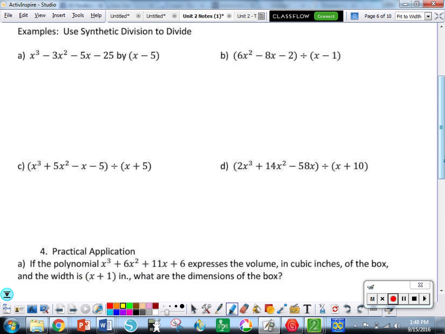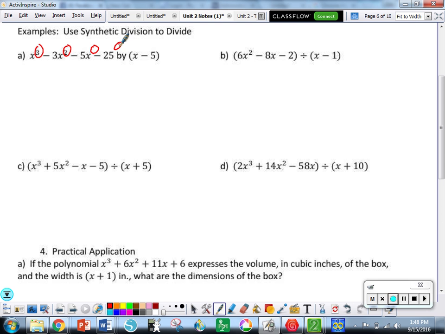Okay, I just want you to watch really quick. The first thing that you do when you're using synthetic division, you want to make sure it's in standard form, and you may want to make sure that all of your terms are accounted for. There's no extra here, right? If there's any missing terms, you will put a 0 in for that missing term. This is what I mean.